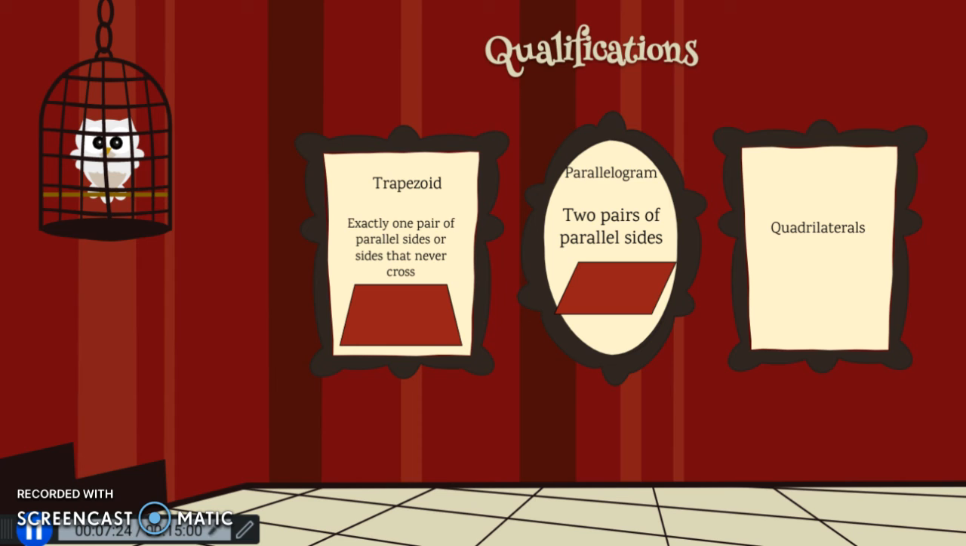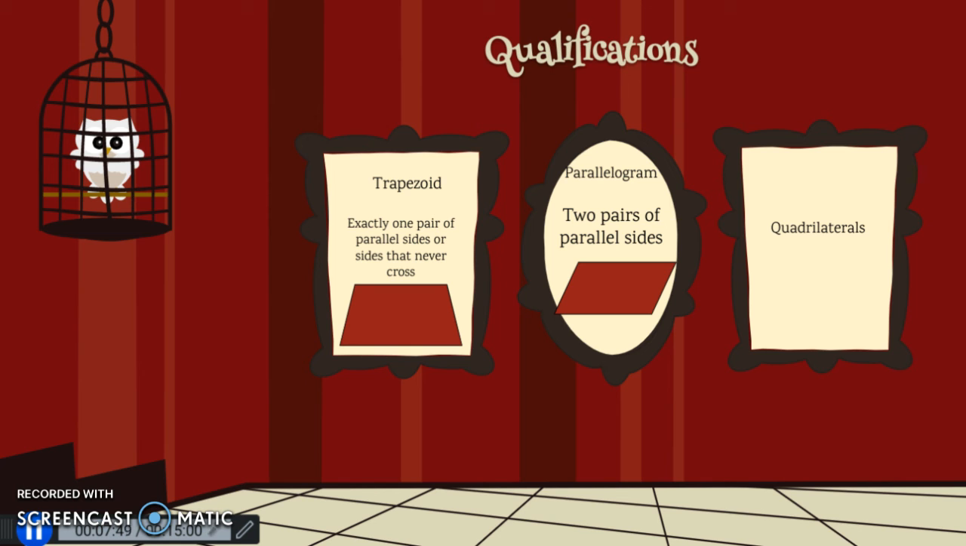The next thing that we're going to talk about and just review is the trapezoid. Remember, we talked about how it only has 1 set of parallel sides. And remember, parallel sides are the sides that will never, ever cross. So in this case, trapezoid can be classified as a quadrilateral and also a polygon.